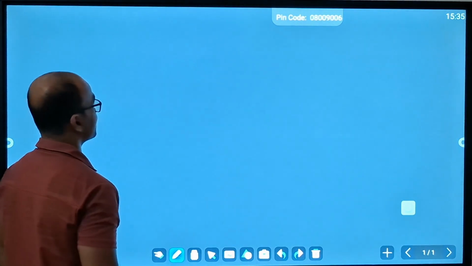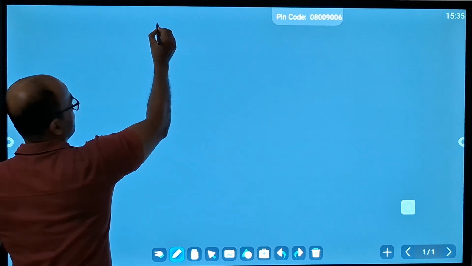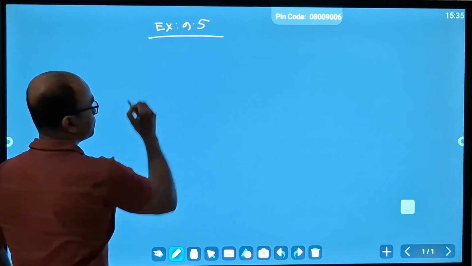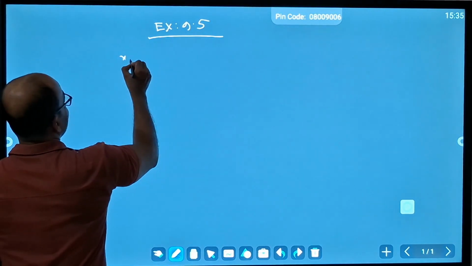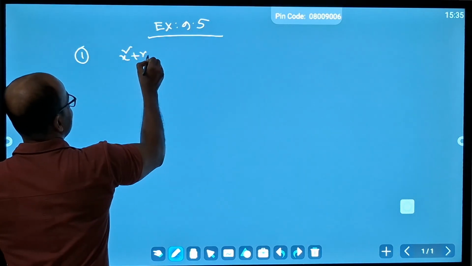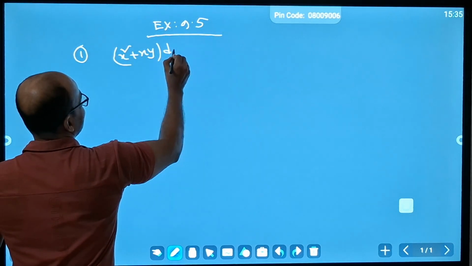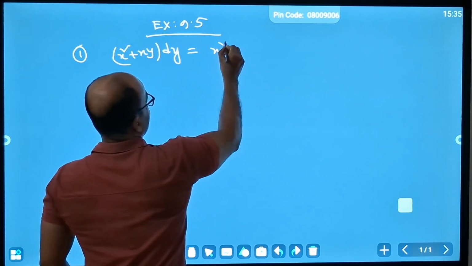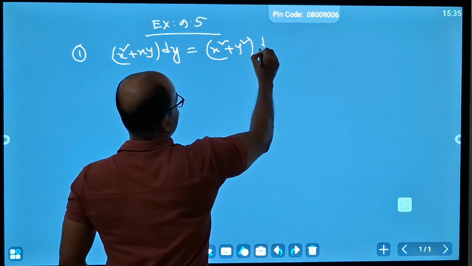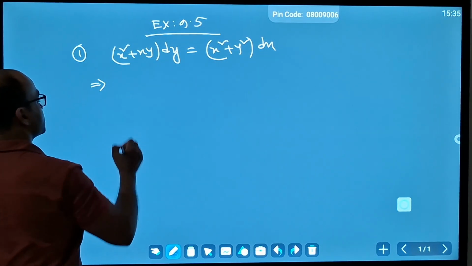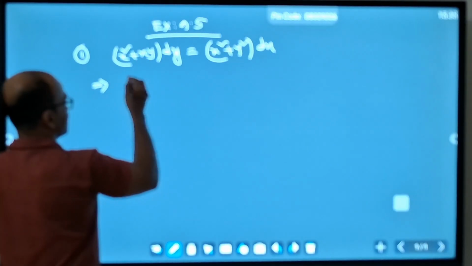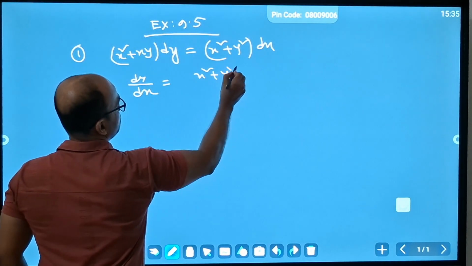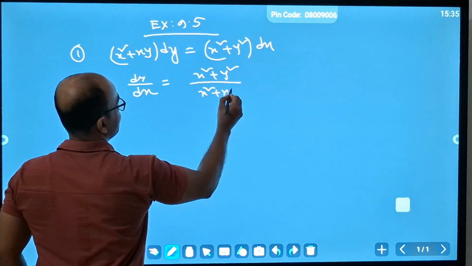Let's start with an example, like in your exercise number 9.5, number 1: (x square plus xy) dy equals (x square plus y square) dx. At first, we arrange the equation as dy by dx equals (x square plus y square) by (x square plus xy) in this form.